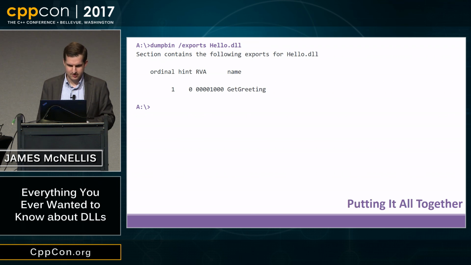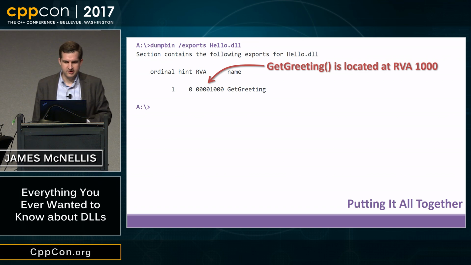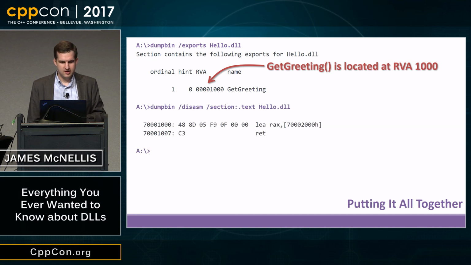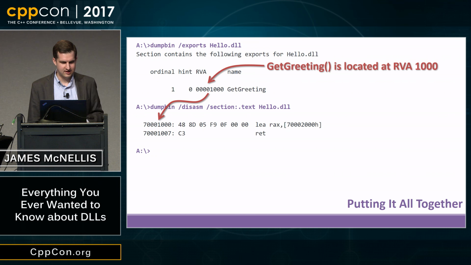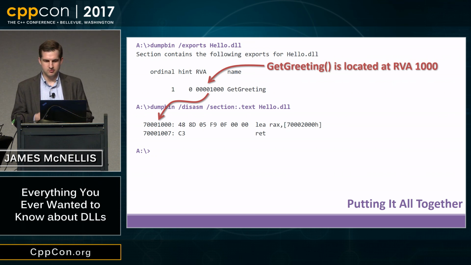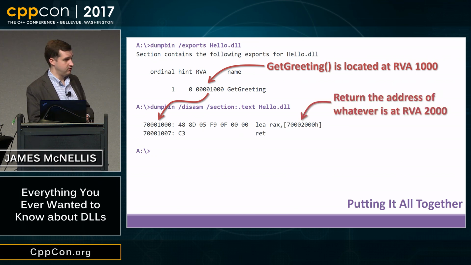So at this point, we can put everything together. In the export directory, we see that the getGreeting function is located at RVA 1000. I remember from previously, RVA 1000 is in the text section. So we can disassemble the text section, and we can see that's the first instruction in there. Now, if you're familiar with x64 calling conventions and assembly, if you have a function that returns a pointer, like our getGreeting function, you put the pointer into the RAX register and then you return. And so here we can see that this is going to load the address of whatever is at RVA 2000 into the RAX register and then return.